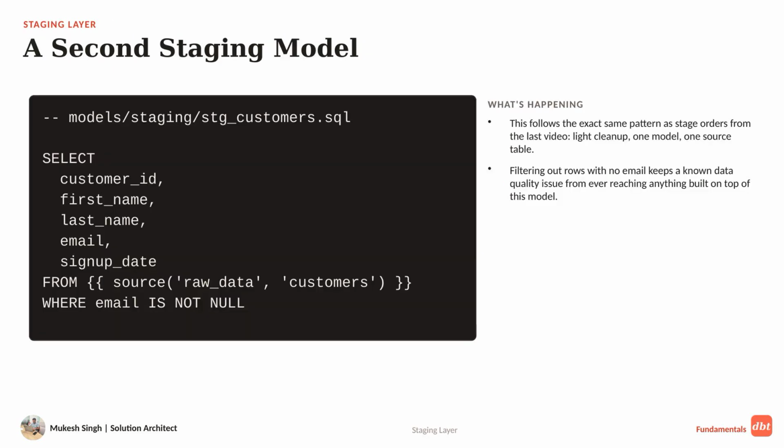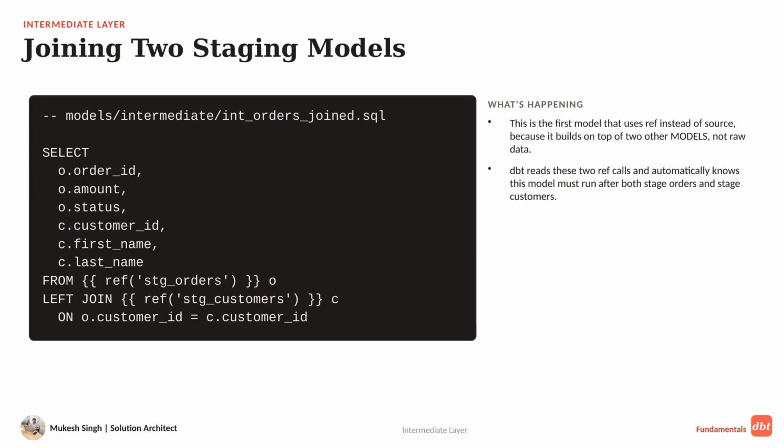Here's a second staging model, stage customers, following the exact same pattern as stage orders from last time: light cleanup, built directly from one source table. It filters out any row with no email address, a known data quality issue in the raw data, so nothing built on top of this model ever has to deal with it again. With both stage orders and stage customers in place, we now have a clean staging layer to build on. Keeping this filter in staging, rather than repeating it in every downstream model, means the rule only ever has to be written once.